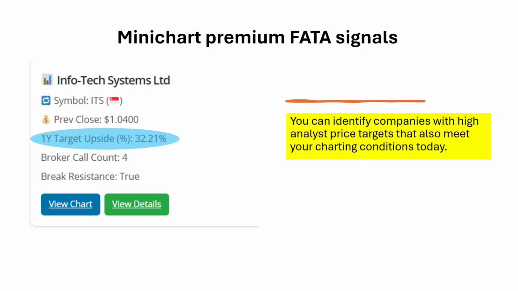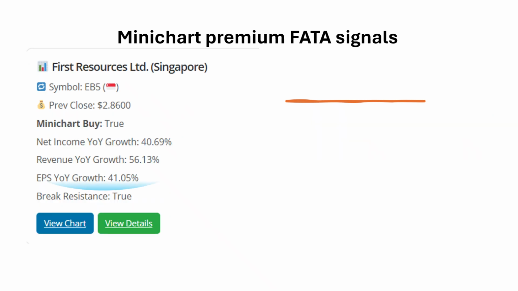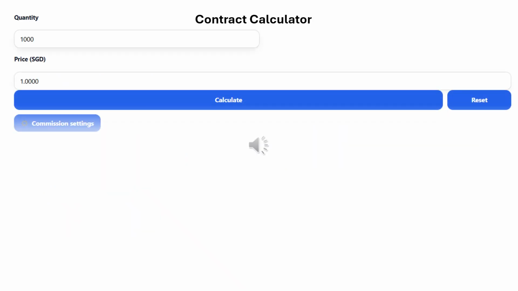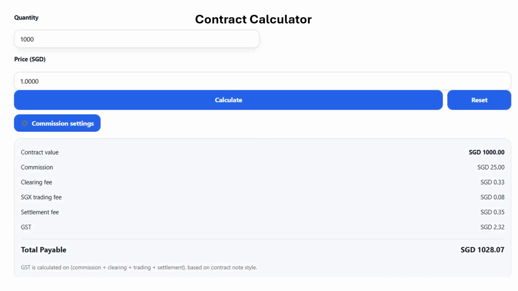You can identify companies with high analyst price targets that also meet your charting conditions today. You can identify strong earnings companies that also meet your charting conditions today. This is the contract calculator page.